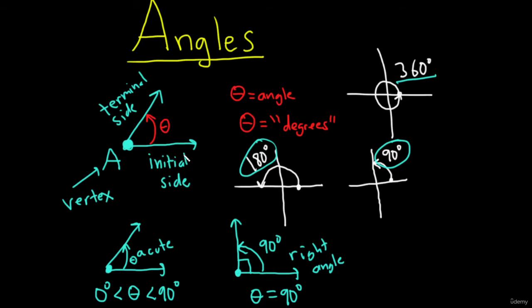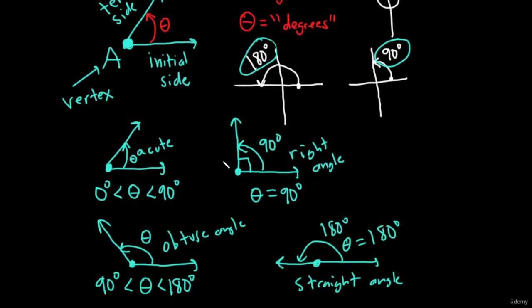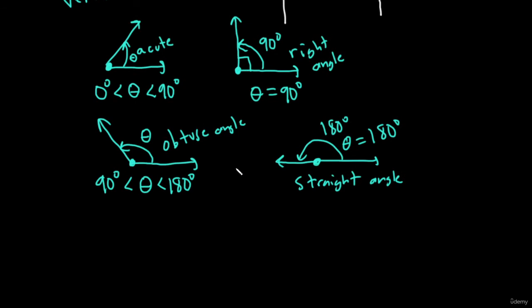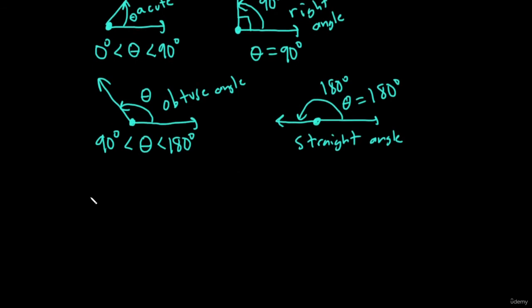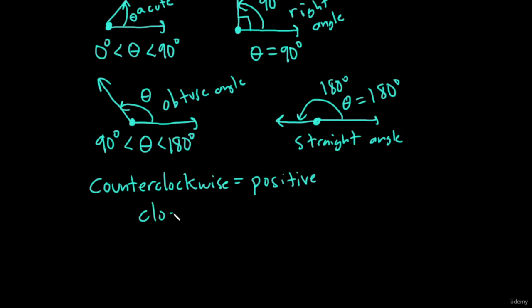So the default in trigonometry and in mathematics in general is that positive angles are counterclockwise. So counterclockwise indicates that we have a positive angle. That is the convention that is used throughout mathematics. And then clockwise, well, it's the opposite of positive, so this would be negative. So a negative angle goes in a clockwise direction.